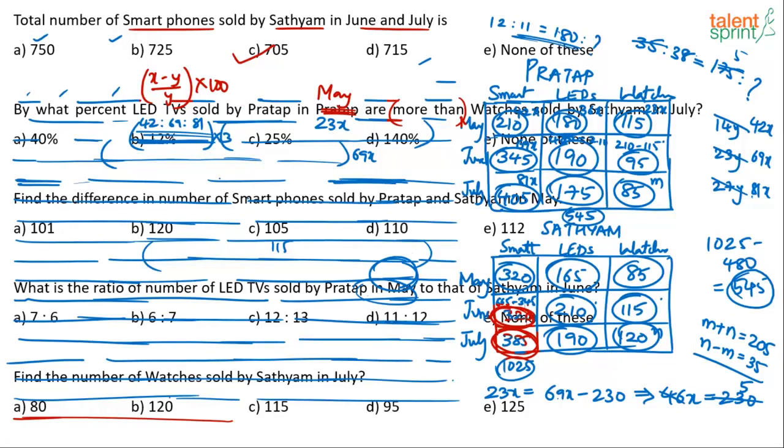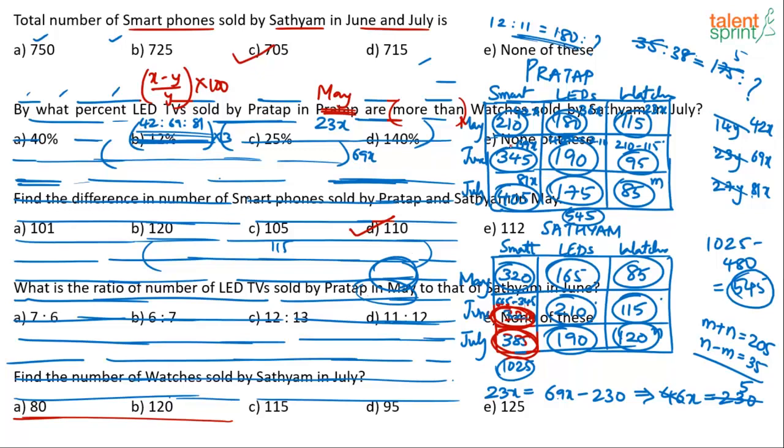You know the concept, right? Find the difference in the number of smartphones sold by Pratap and Satyam in May. Simple. Difference of smartphones by Pratap and Satyam in May: 210 and 320. What's the difference? 110 is the difference. Option D. Very, very simple. I mean, it's a cakewalk basically.